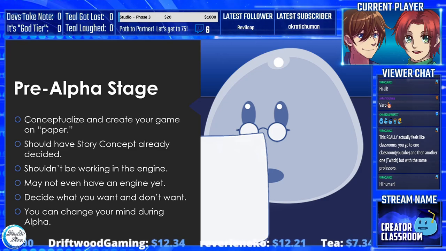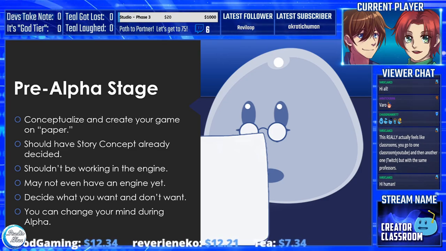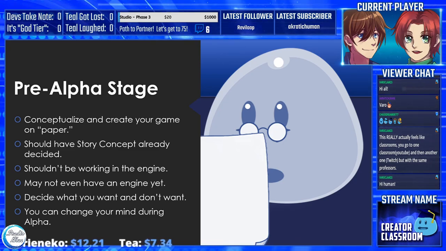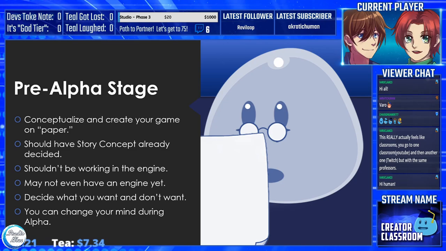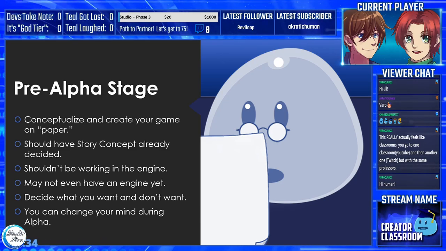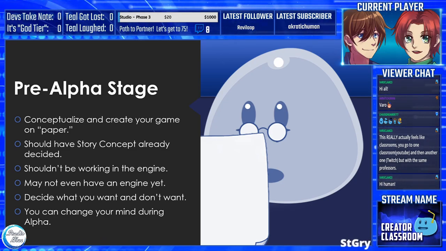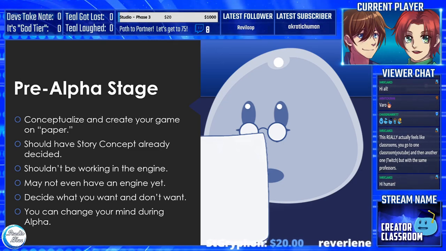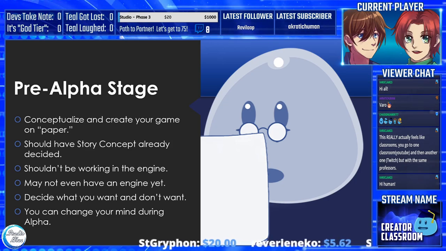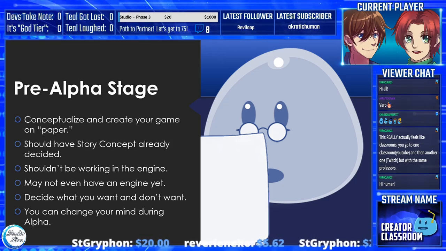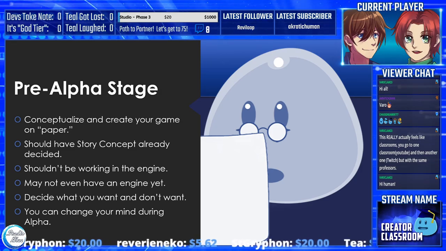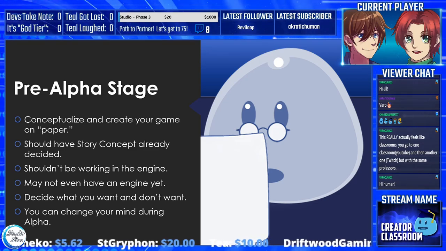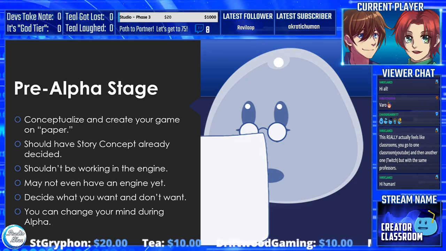All right. First, the pre-alpha stage. This is where you conceptualize and create your game on paper. You should have your story concept decided before moving into the actual pre-alpha stage. You should not be working in the engine during this portion outside of learning how the engine works. You may not even have an engine yet, and that's okay. Concentrate on deciding what you want and don't want in this stage, but it is okay if you change things during the upcoming alpha stage.